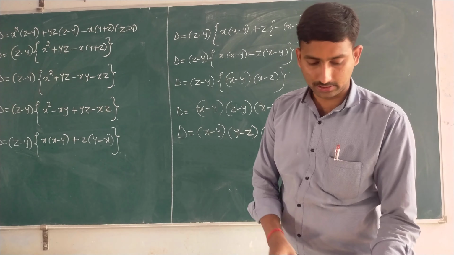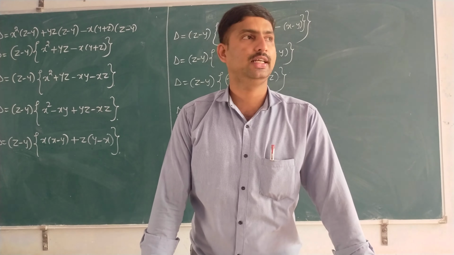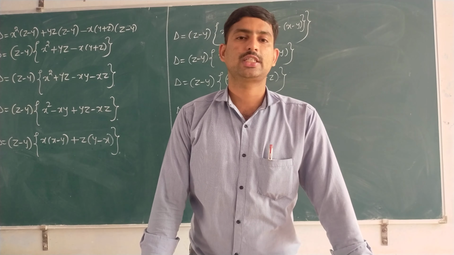In today's class, we had discussed some of the values, which are nothing but finding the cofactor and minor of different types of examples. In the next class, we will take one of the important definitions, that is adjoint of a square matrix.